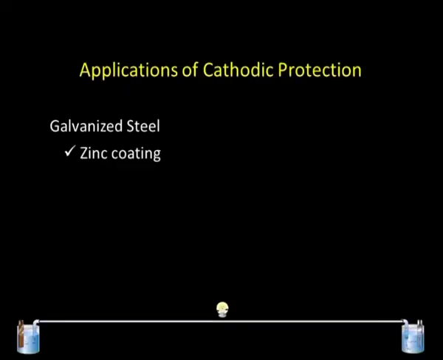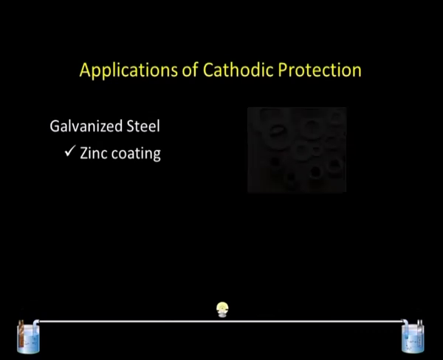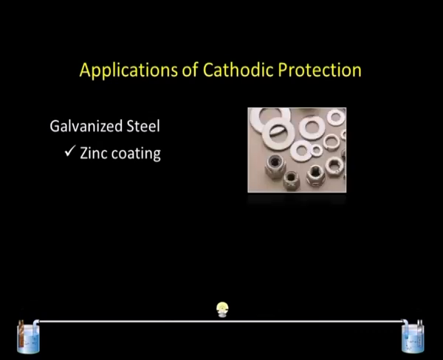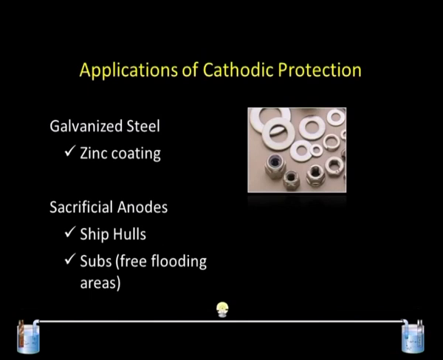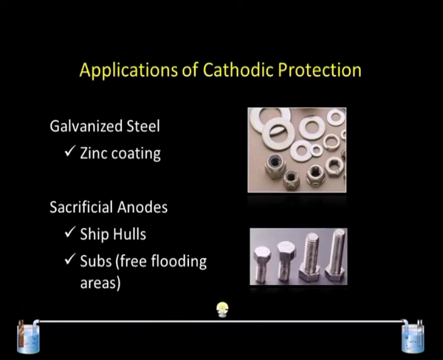Let us now come to applications of cathodic protection. Galvanized steel which is coated with zinc. This type of screws and nuts you can see in the market where zinc is coated. Sacrificial anodes, ship hulls which we already discussed, and subs, that is submarines, free flooding areas. These are some nuts which are coated with zinc.